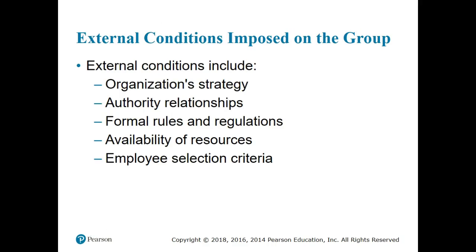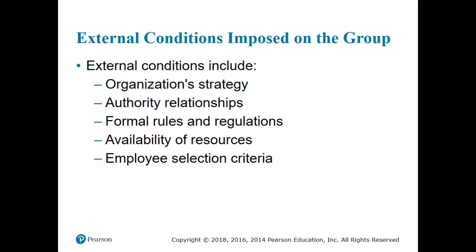So, external conditions imposed on the group. They include the organization strategy, authority relationships, formal rules and regulations, availability of resources, and employee selection criteria. These are imposed obligations. There are a lot of things that you can't sway away from. So the group has to encompass all the variables that come along with these things when dealing with the group dynamics, because there's not much you can do.